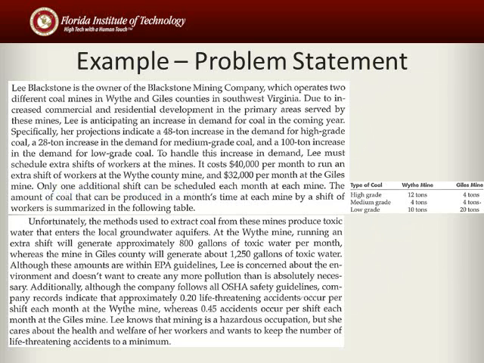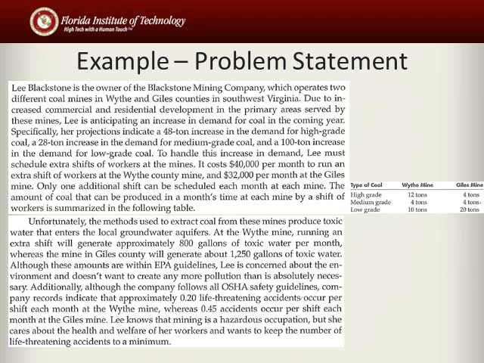Only one additional shift can be scheduled each month at each mine. The amount of coal that can be produced in a month's time at each mine by a shift of workers is summarized in this table. For high-grade coal, the Wythe mine can produce 12 tons, and the Giles mine can produce 4 tons. For medium grade, Wythe can produce 4 tons and 10 tons of low grade, and Giles can produce 4 tons of medium grade and 20 tons of low grade.